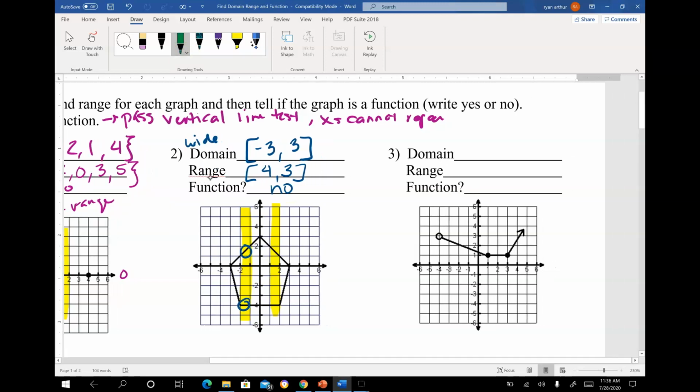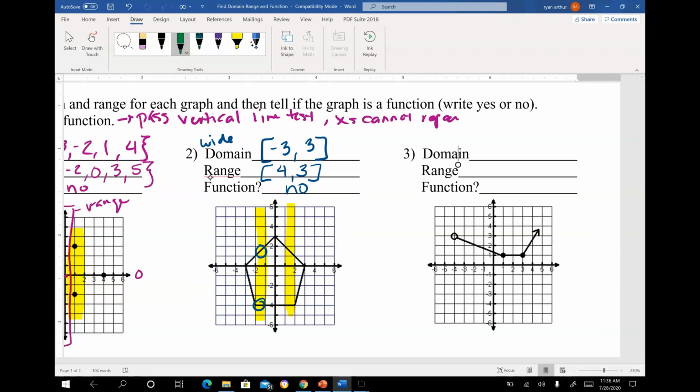Next one is going to be here. Now this one has some open dots, so you're going to have some parentheses, and there's an arrow, so you're going to have a parentheses. So domain is how wide is this function, okay? So if you look, it starts at -4. Sometimes I color in too. It starts at -4 and it hits every point.